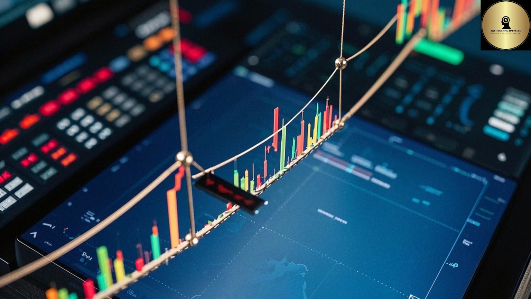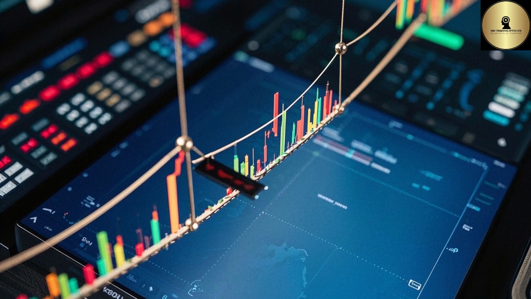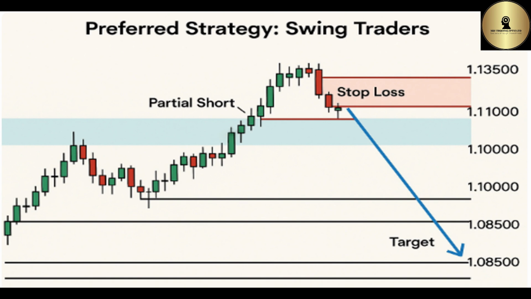Our preferred swing trading strategy for the week of the 19th of May to the 23rd of May 2025 is as follows. We will take a partial short near the level of 1.1280. We will add to our position on breakdown confirmation. A stop loss will be placed above the 1.1350 level to protect our capital from being wrong. Profit targets to this trade will be: first target at the 1.110 level. Our second profit target will be at the 1.100 level, and our final target will be at the 1.0850 level.